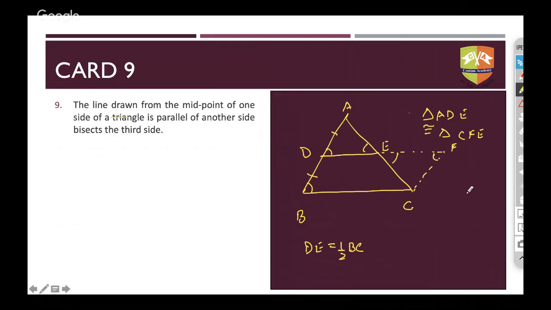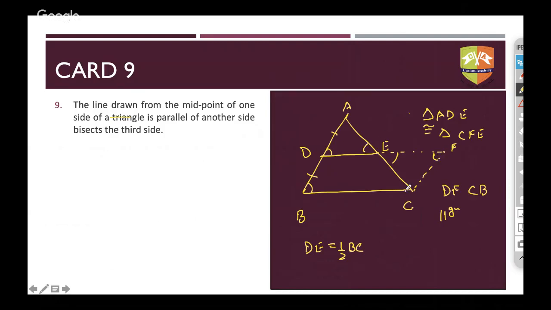So basically, angle DBC is equal to angle DFC. These two angles are the same. And what else? So basically, DFCB can be proven to be a parallelogram. So this is a parallelogram. How? Because this angle is equal to this angle.